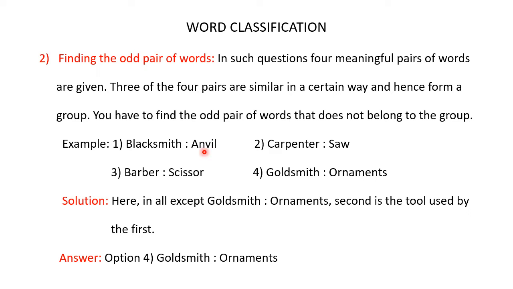That is, anvil is a tool used by a blacksmith. Saw is a tool used by a carpenter. Scissor is a tool used by a barber, whereas ornaments is not a tool used by a goldsmith. So this pair of words, goldsmith is to ornaments, is the odd one here, which does not belong to the group. So the correct answer is option 4, goldsmith is to ornaments.